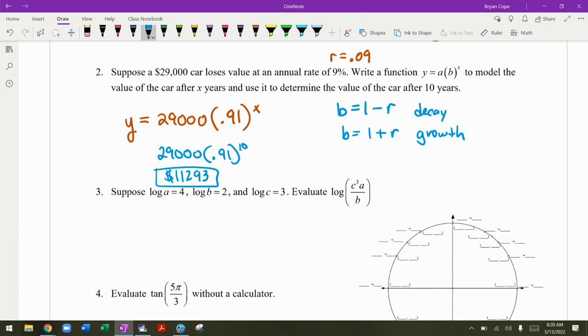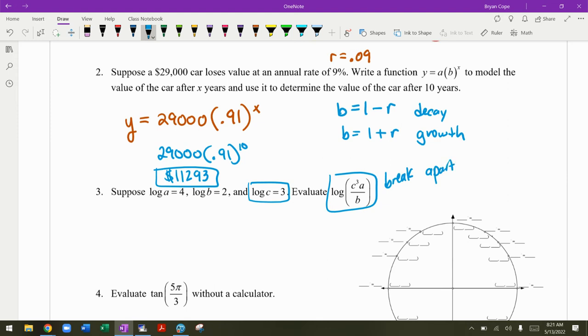Okay? All right, log A is 4, log B is 2, log C is 3. Evaluate that big mess. Any ideas? Do you do 3 times 3 to the third power? No, okay, because this doesn't say that C equals 3. This says log C equals 3. So we have to break this apart.